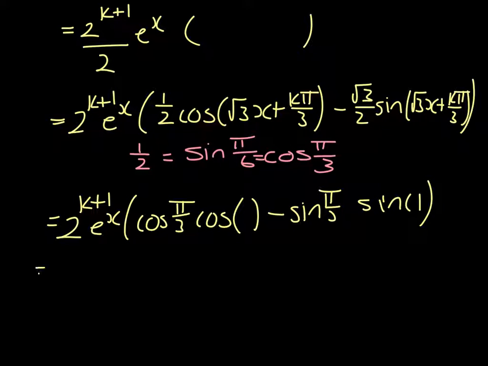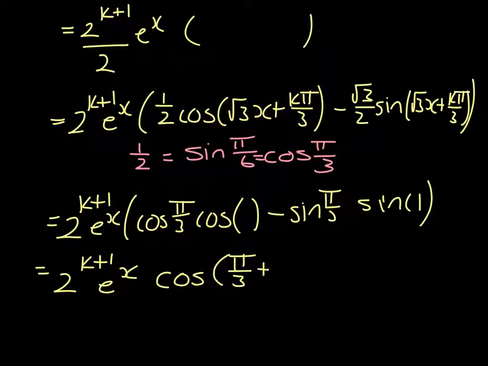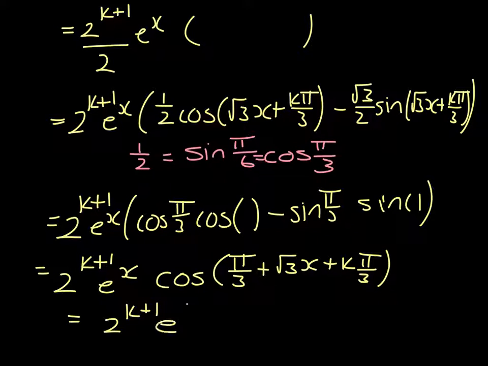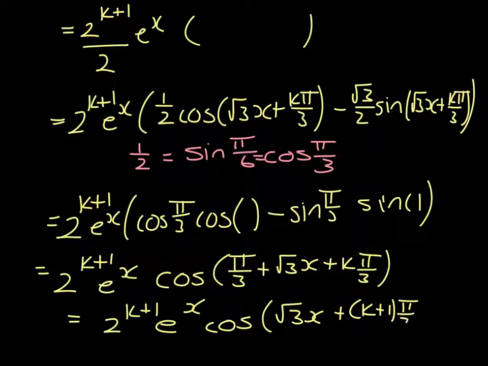Which means we have 2 to the power k plus 1 e to the x cosine of pi over 3 plus root 3x plus k pi over 3. So that is 2 to the power k plus 1 e to the power x cosine of root 3x plus k plus 1 pi over 3.